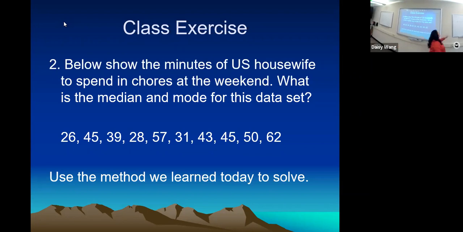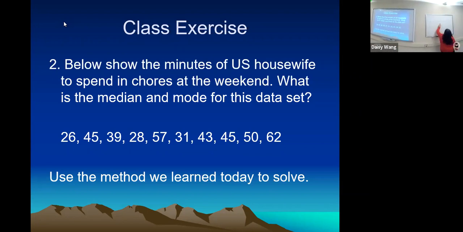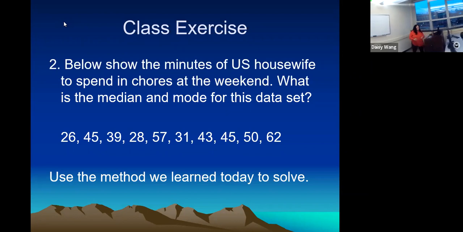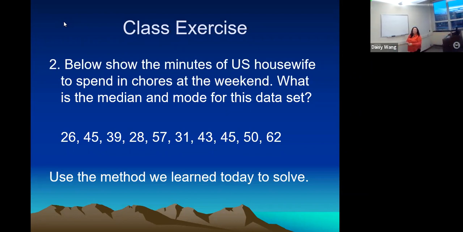Okay. 1, 2, 3, 4, 5, 6, 7, 8, 9, 10. Okay. So the median will be what? 5 and 6, right? The average of 5 and 6 here. So what is it? $44. What about mode? Very good. Yeah, so that's it. Very simple, right?